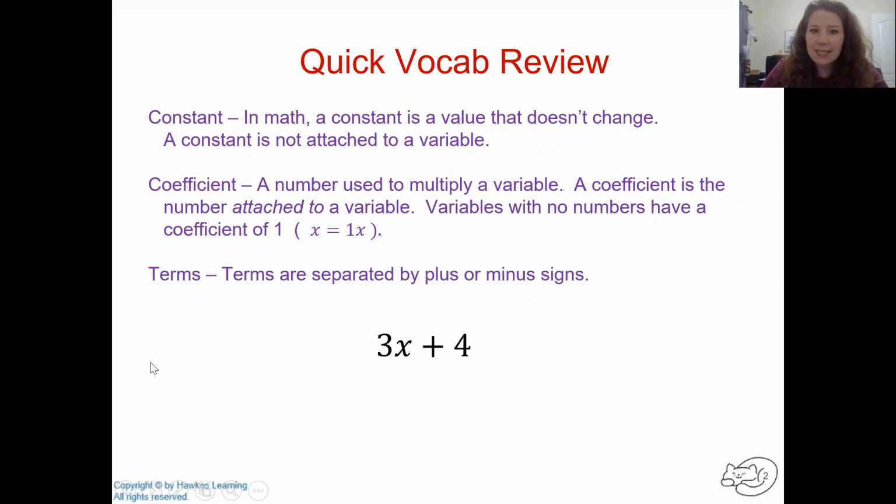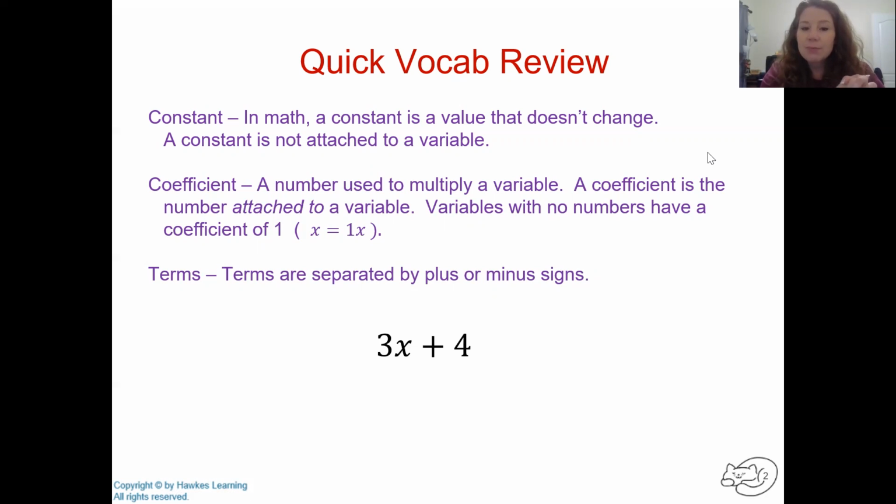A constant in math is a value that doesn't change. Also a whole number, usually a whole number that is not attached to a variable. Okay, it doesn't have to be a whole number, but we're going to start using a lot of variables, which of course is a letter that represents a number in math. A constant is a number that does not have a variable attached to it. Now the coefficient is the number that is being multiplied by the variable.